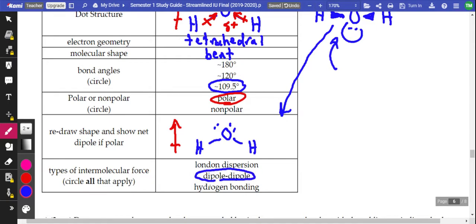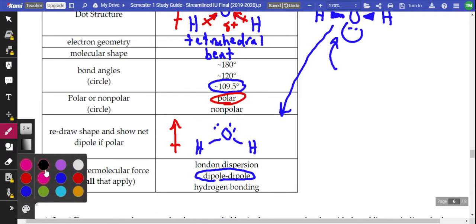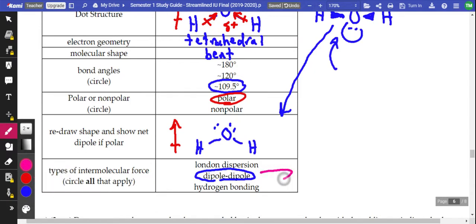Okay. Now, more specifically, if that dipole-dipole happens from atoms like oxygen or nitrogen or fluorine bonded to hydrogen that are very electronegative, then that makes a special kind of hydrogen bonding, or a special kind of dipole-dipole bond, intermolecular force called hydrogen bonding.